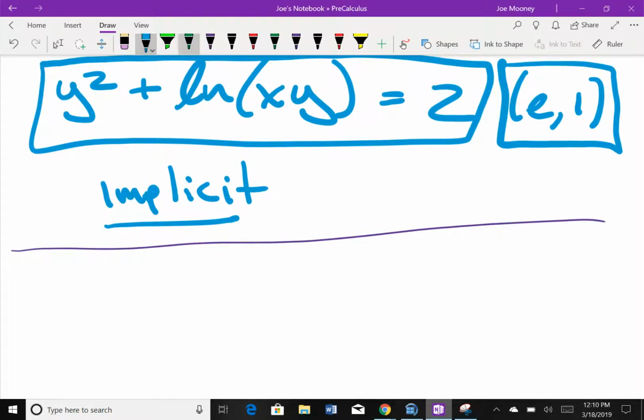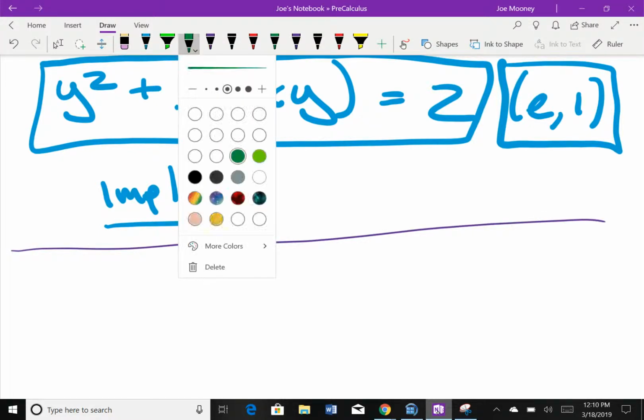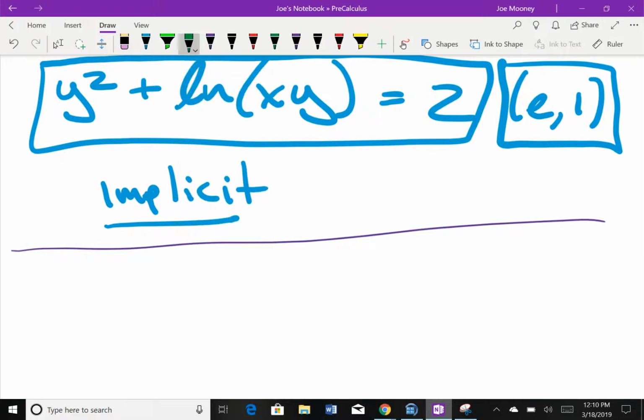So, let's take the derivative of y squared. That's 2y. Y is not x, so we have to follow it with a y prime. So it's the chain rule; it's the inside function.